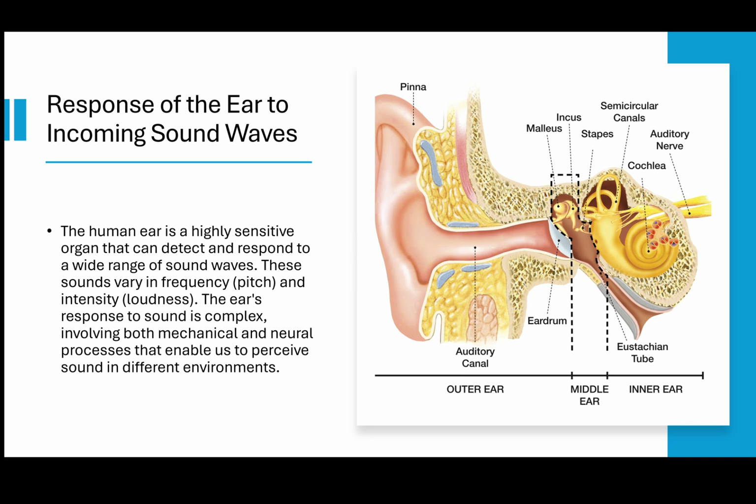So the response of the ear to incoming sound waves now. Remember the ear from CSEC biology as well. The human ear is highly sensitive, so we detect sound waves, and we usually detect variations in frequency, which is pitch, and intensity, which is loudness. We would have looked at frequency calculations and intensity calculations already. And we should remember that intensity is directly proportional to the square of the amplitude. So hopefully we remember these things now.